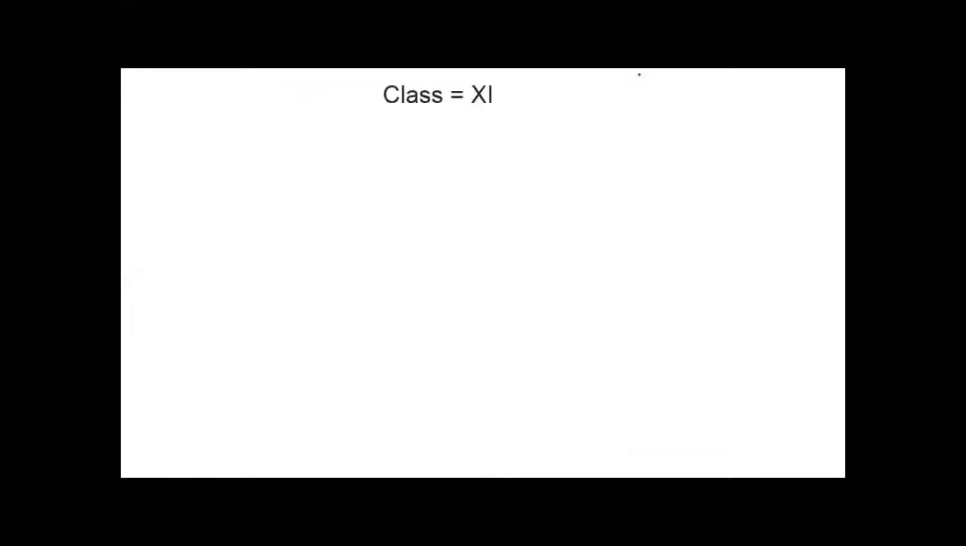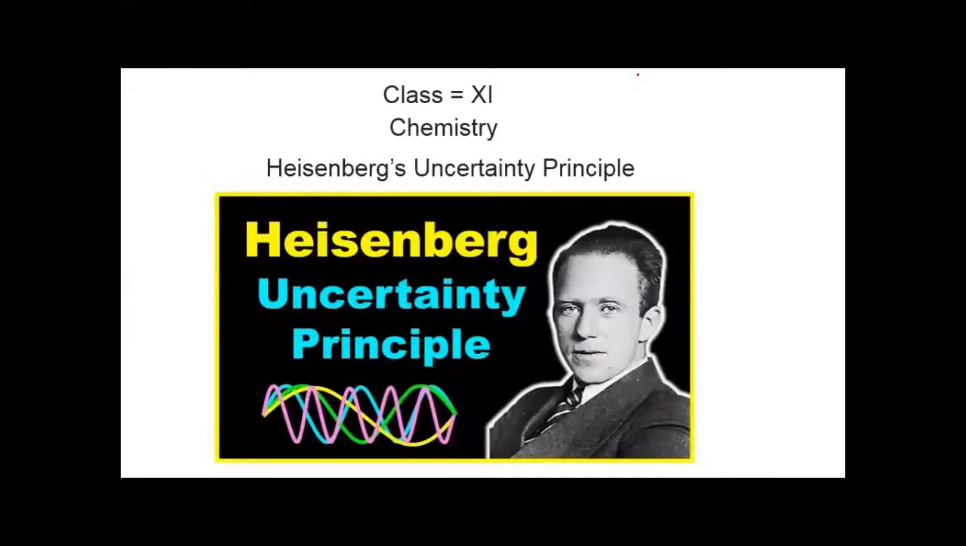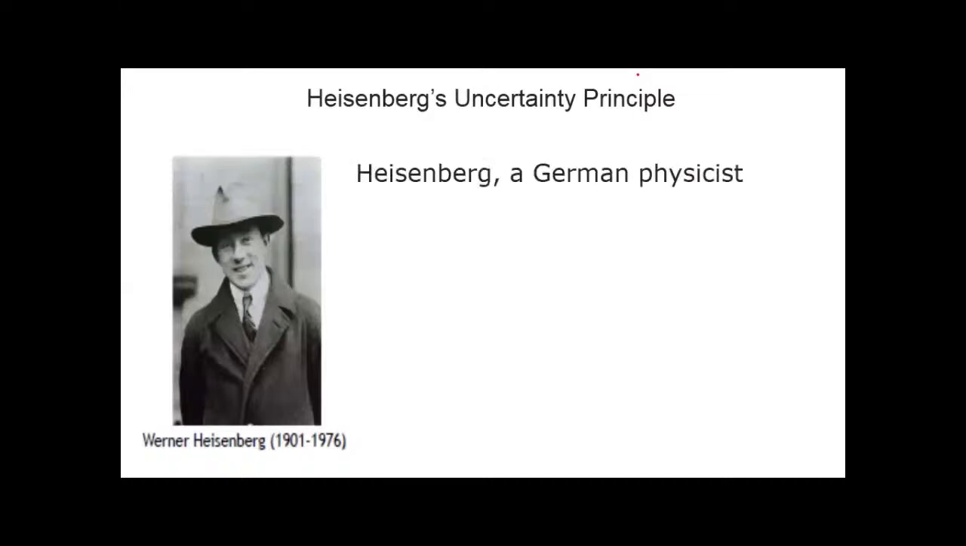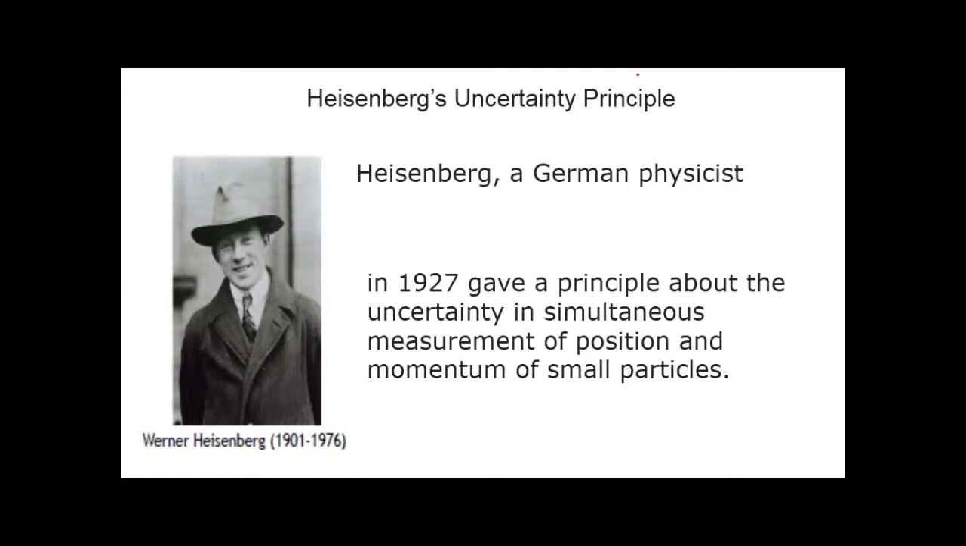Class 11th Chemistry. Our today's topic is Heisenberg's uncertainty principle. In this video, we will discuss Heisenberg's uncertainty principle. Heisenberg, a German physicist, in 1927 gave a principle about the uncertainty in simultaneous measurement of position and momentum of small particles.